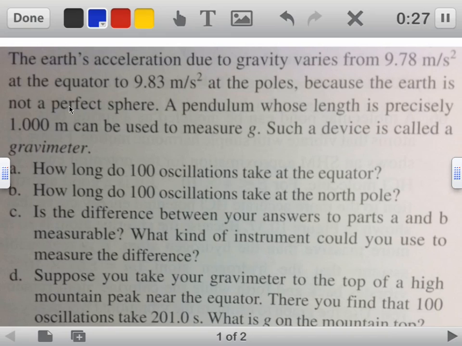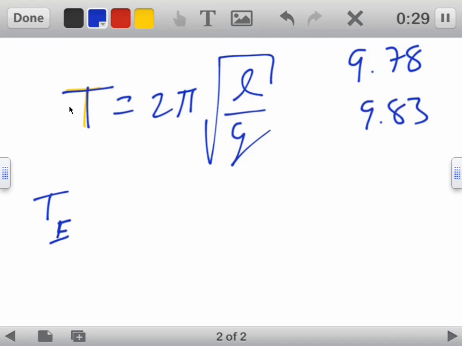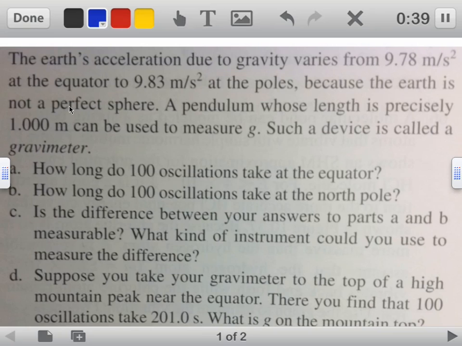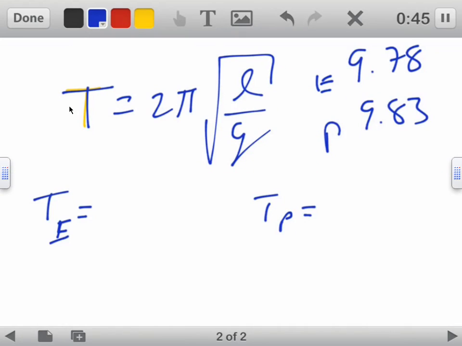All right. So anyways, the equator one is just going to be the one, and the poles will be the other. Because the poles are closer, this is the pole one, and this is the equator one, and you get your 2 different periods. Then, is the difference between your answers to part A and B measurable? What kind of instrument could you use? I imagine it's going to be tiny.